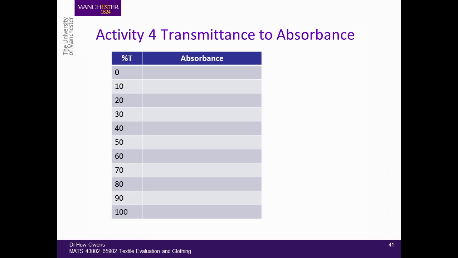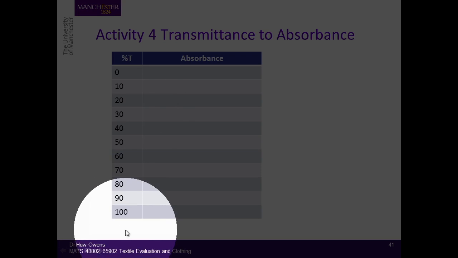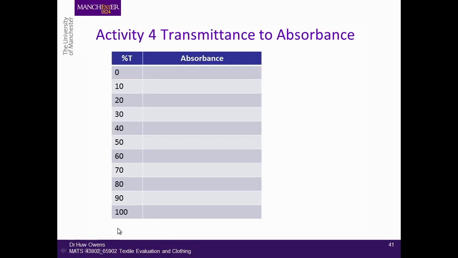We're going to measure transmittance. So we've got percent transmittance. So what does this mean up here? Well, 100% transmittance means all the light goes through. So we haven't attenuated the signal, we've not changed anything. 100%, the light's gone straight through.